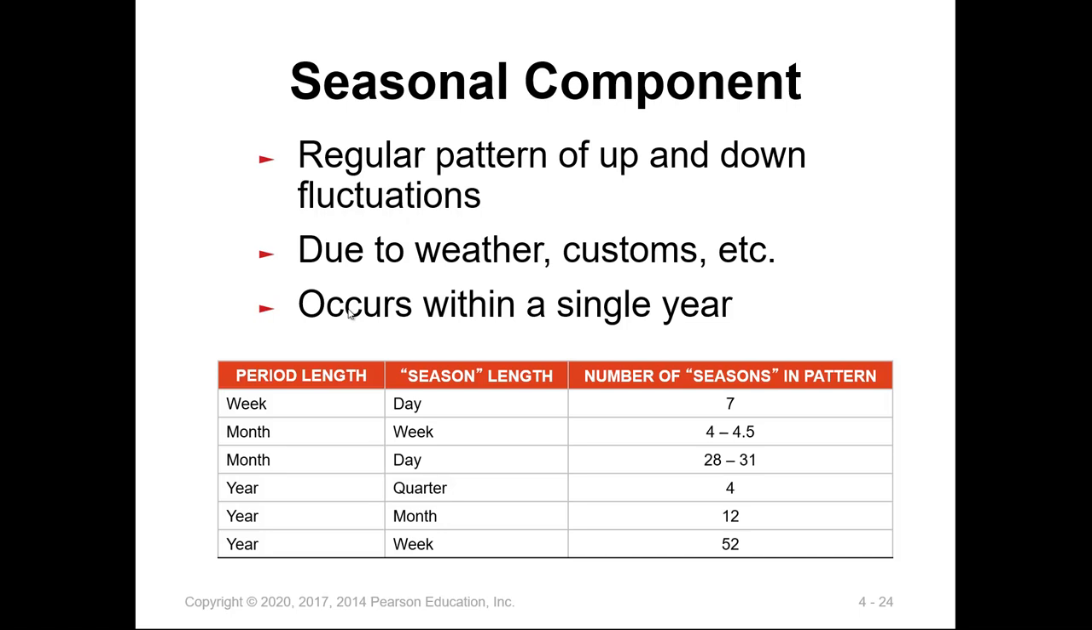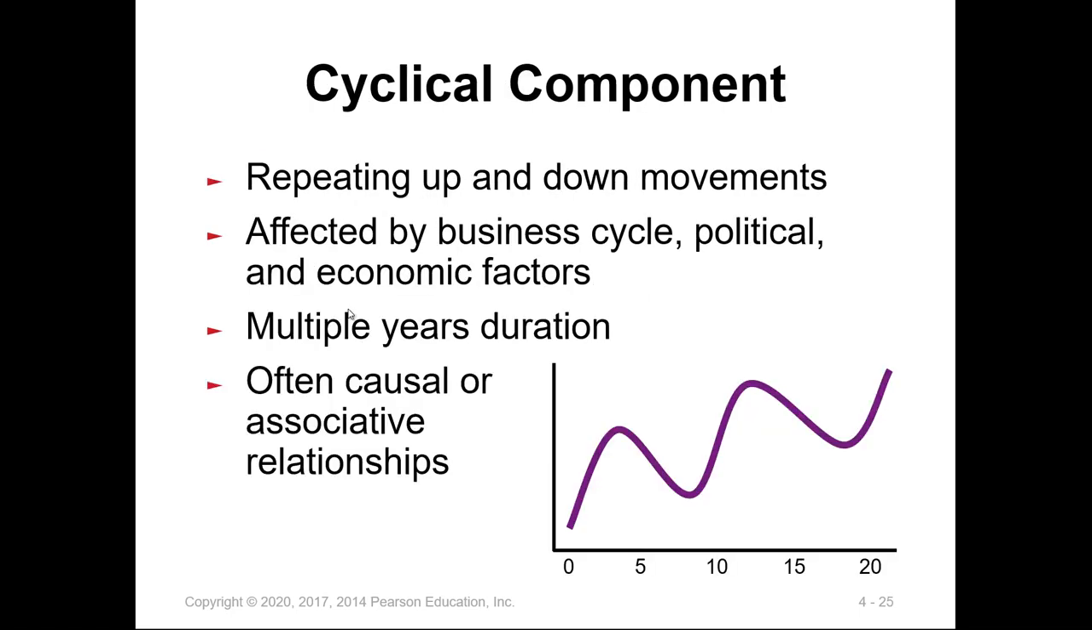And we have the seasonal component that has a regular pattern of up and down fluctuations. These patterns occur within a single year. The cyclical component is patterns in the data that occur every several years. Predicting business cycles is difficult because it might be affected by political events, economic changes, or other related factors. It will be noticed over a large period of time.